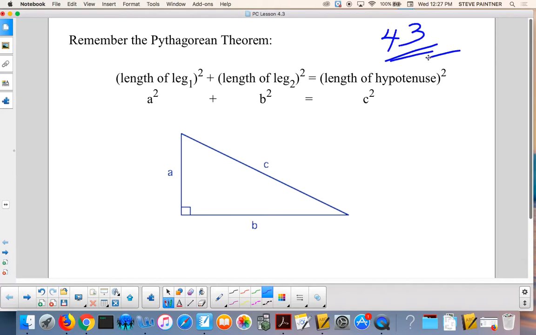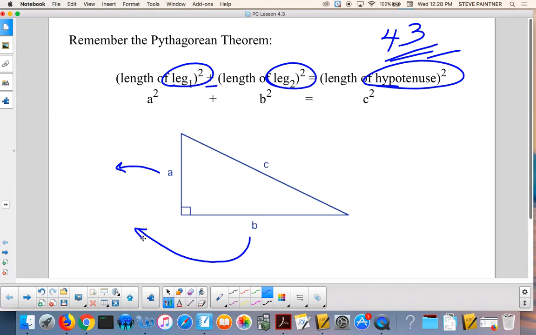4:30. Okay. You will use this theorem, the Pythagorean theorem, in this lesson. I'm not going to say much about it. Basically, it says take your leg, square it, add your other leg squared, and you get the hypotenuse squared. Sometimes we just make it easy: A squared plus B squared equals C squared. A and B are known as legs, and C is known as the hypotenuse. Opposite the right angle is the hypotenuse. That's all I'm going to say.